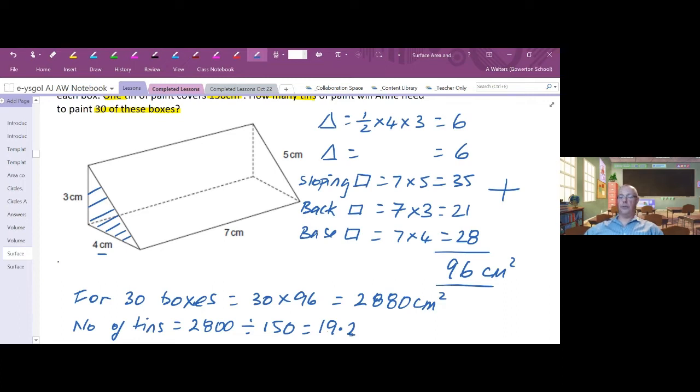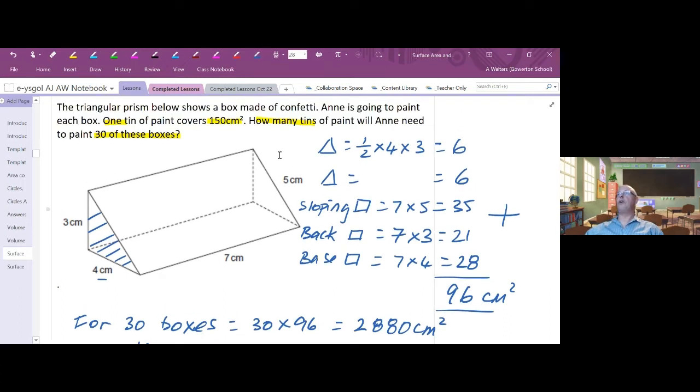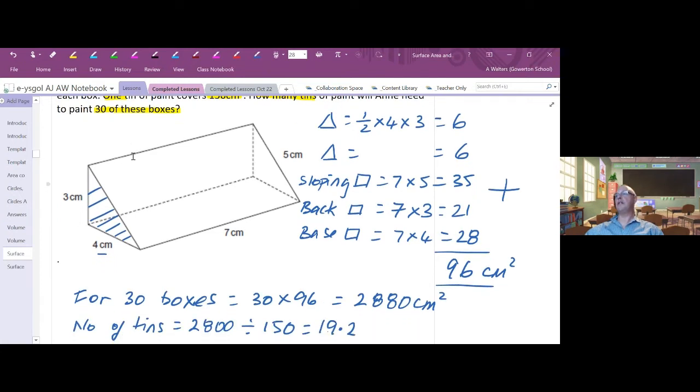Now 19.2 is not how many tins of paint Anne will need. Now 19 tins is not enough. There's no such thing as being able to buy 19.2 tins. So we need to buy 20 tins. That's how many tins you would need to buy to paint 30 of those triangular shaped boxes. Okay, so if you need more time on that, pause the screen. I'm going to go on to the next question.